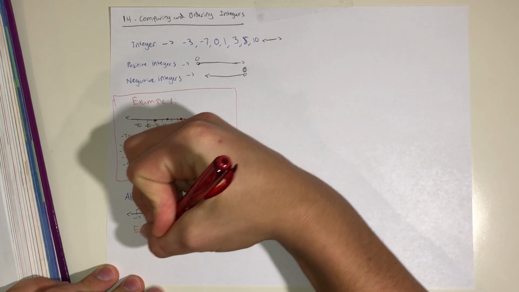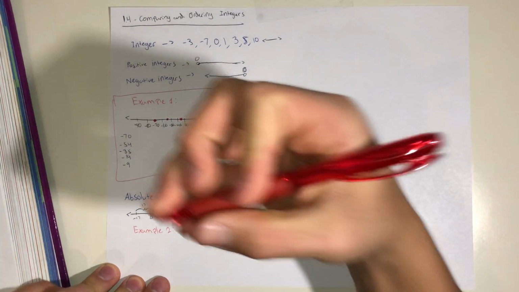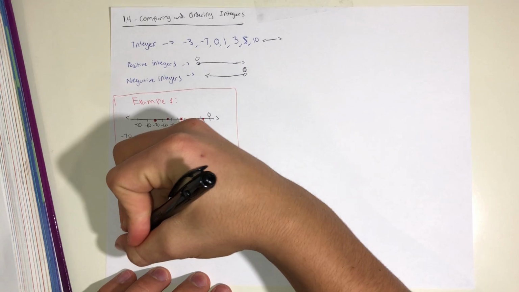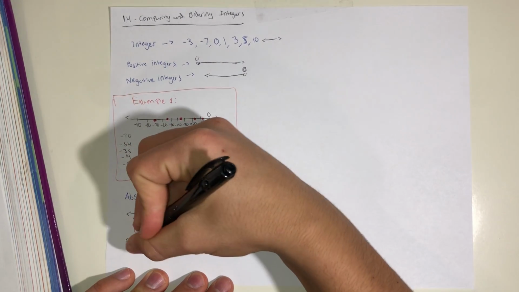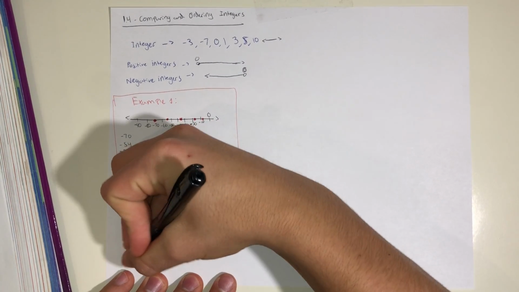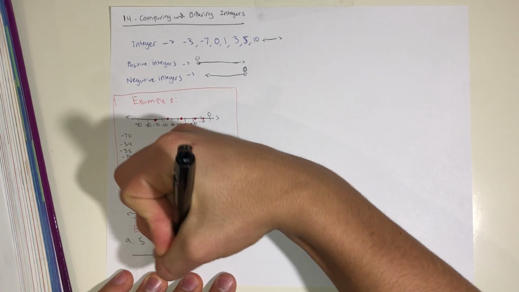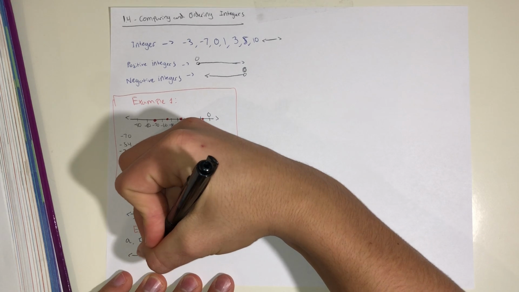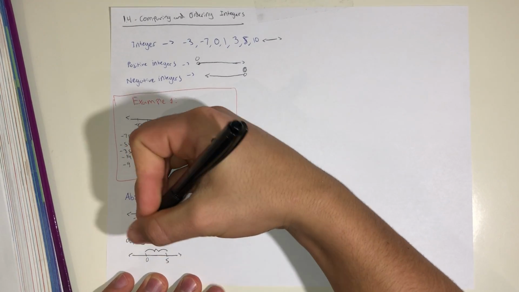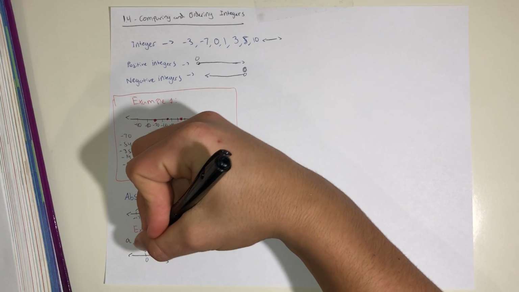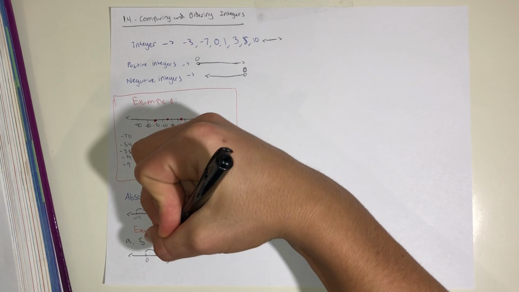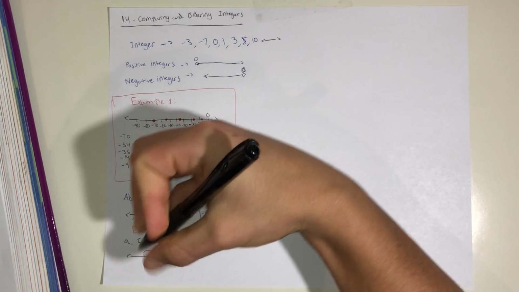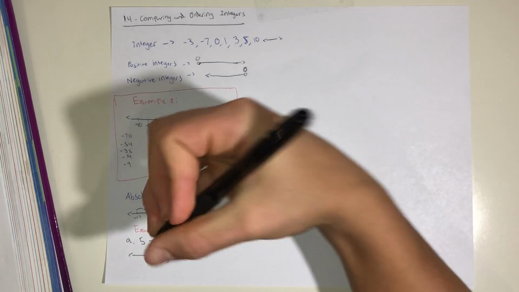Example 2. We have to state the absolute value, which is the distance from 0, of two different numbers. Let's go. A is 5. So let's say 5's distance from 0 on the number line. We have 0, 5. How many units are in this distance? So we have to find out what the absolute value of 5 is, which equals 5. This is the absolute value of 5.